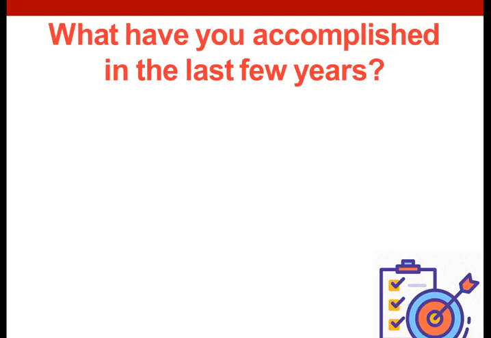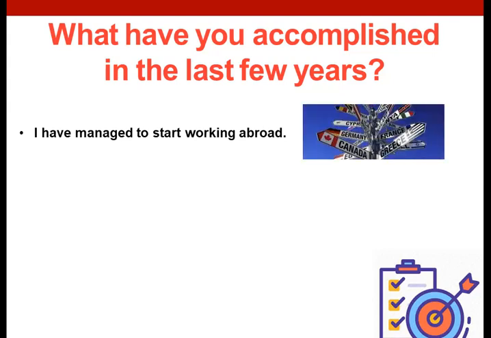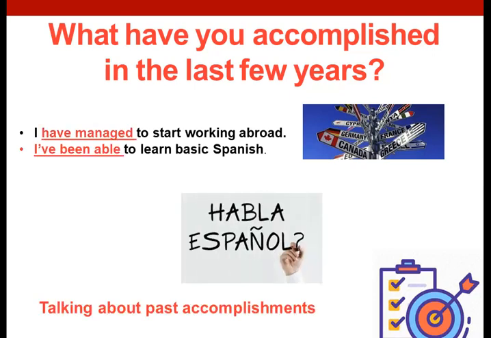So, what have you accomplished in the last few years? If to talk about me, I can give you such examples. I have managed to start working abroad. Yes, it could have been challenging, but anyway, I managed to do that. I've been able to learn basic Spanish. So here, I talk about my past accomplishments, and I talk about them using present perfect. Have managed, have been able to.